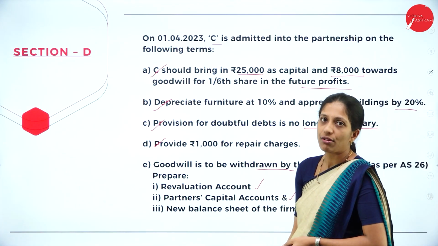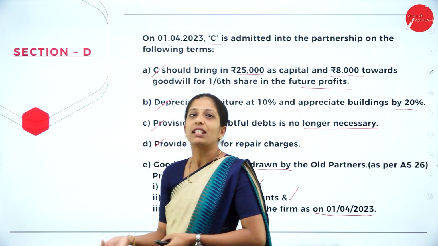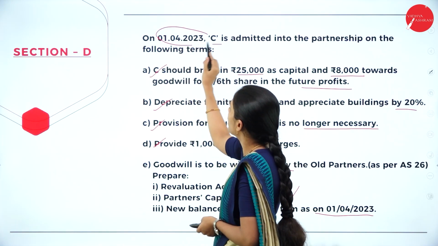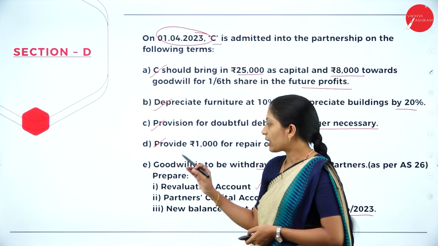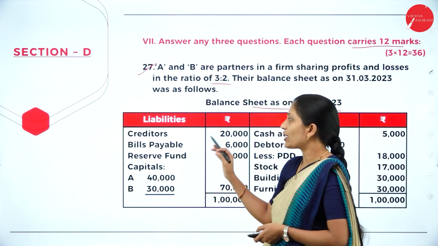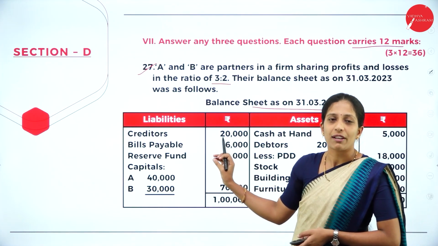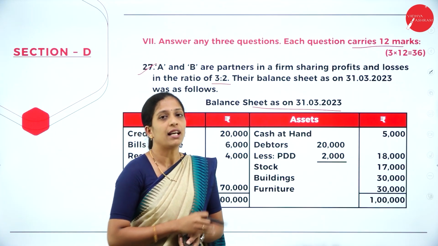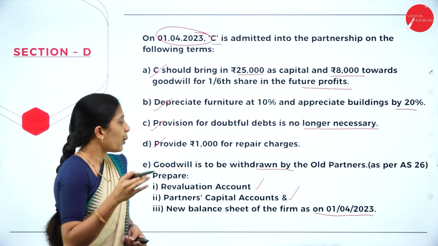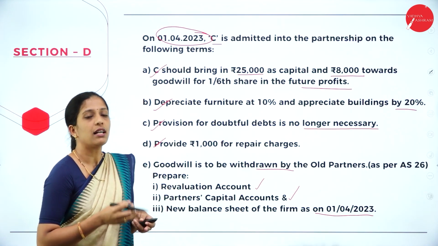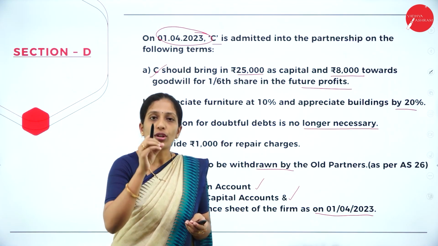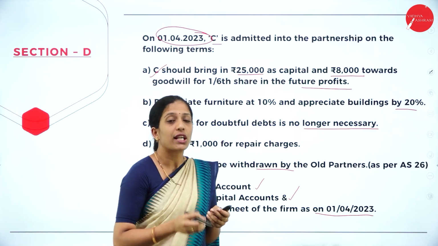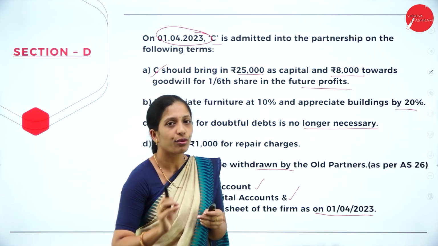Always remember, if they don't give the date when to prepare the balance sheet, it is understood that on the date of admission of a new partner, we have to prepare the balance sheet. Hope you are clear. So this was the question. Whatever balance sheet they have given in the question is the old balance sheet, that is, before the admission of a new partner, and they have given certain adjustments where they have asked us to prepare revaluation account, partner's capital account and new balance sheet on the date of admission of a new partner. So don't get confused. We are going to prepare the balance sheet on the date of admission of a partner, not at the end of the year.